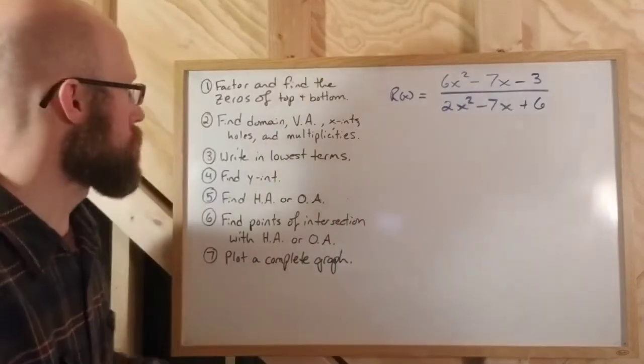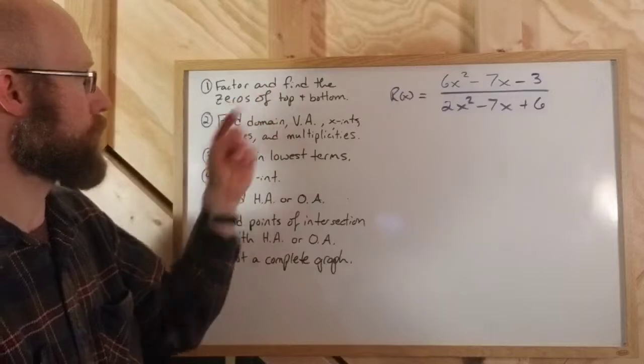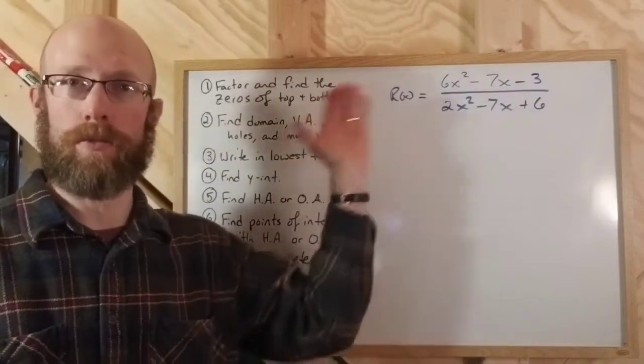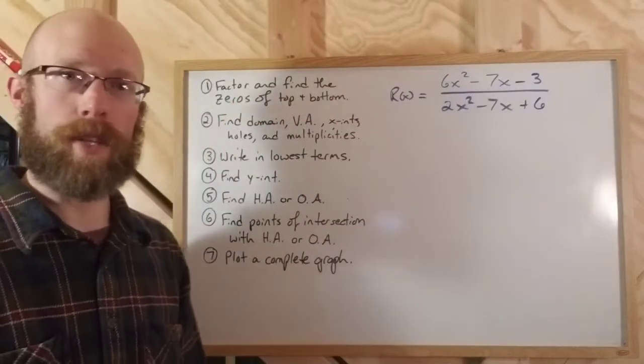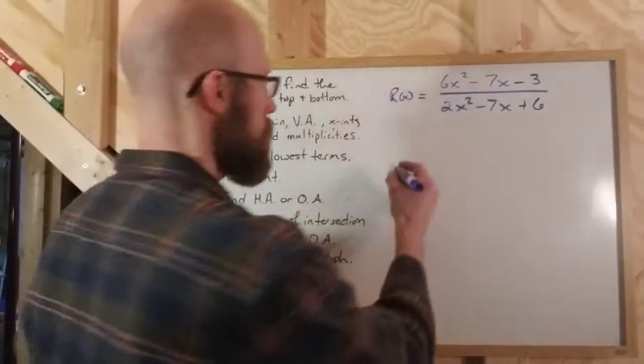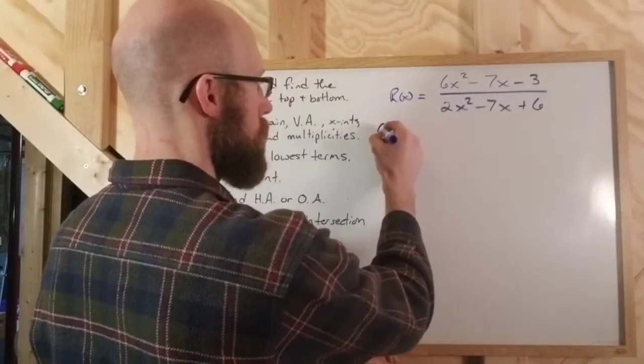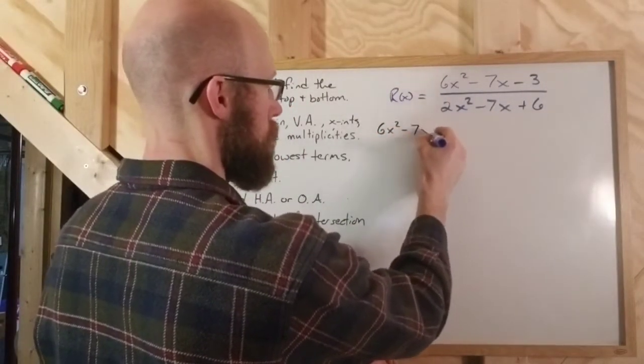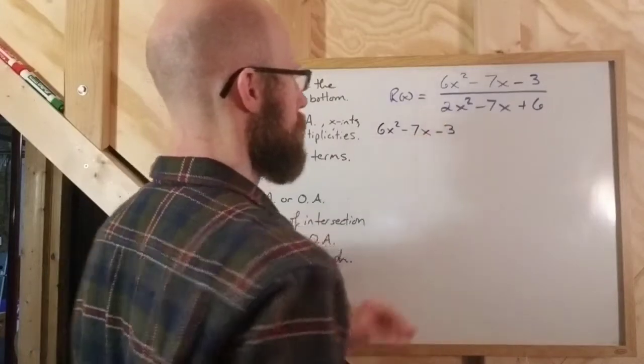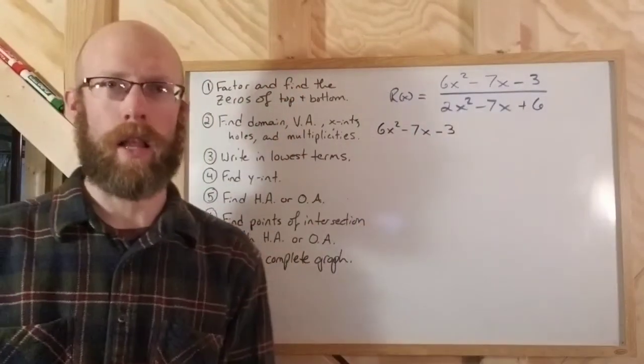Okay, so we'll start off first by factoring and finding the zeros of both the numerator and denominator. We'll take them one at a time. Let's take the numerator first. I'll set that off to the side here. Now I want to factor this polynomial.